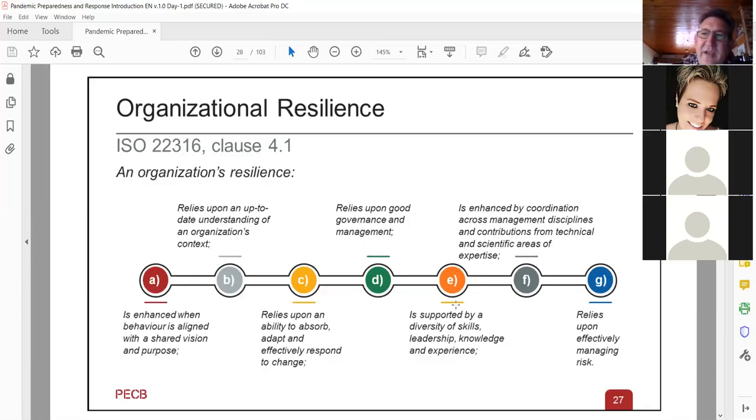Because if you are looking at risk, risk is actually looking at B, where you are looking at understanding of your organization. How do you mitigate it? How do you show leadership? How do you show tone at the top in this period of time?